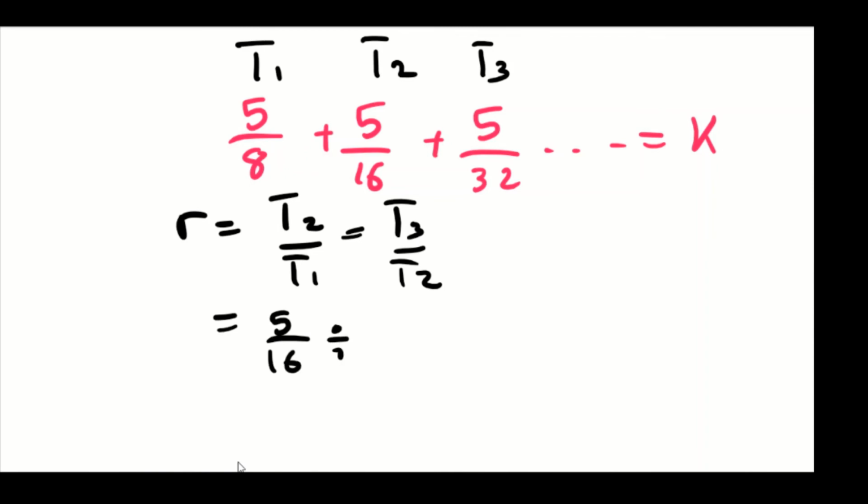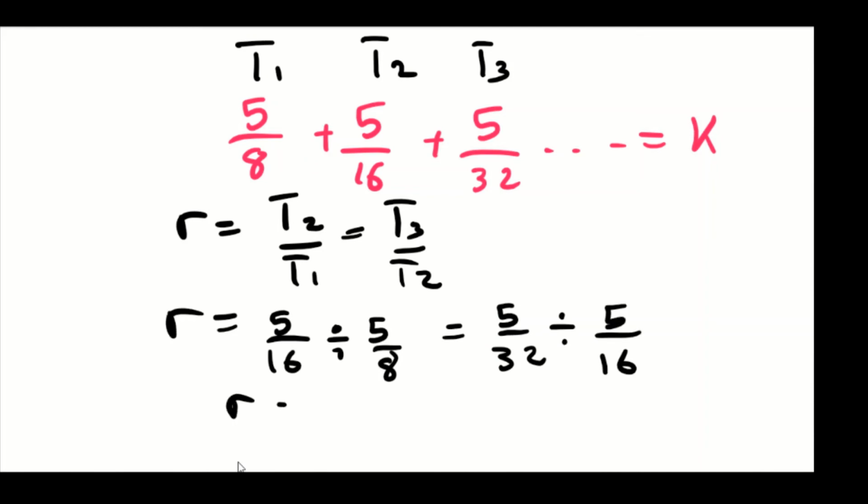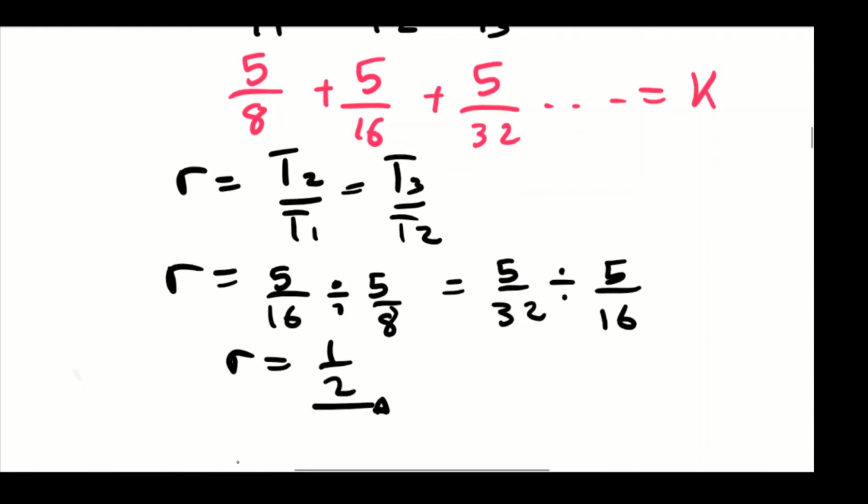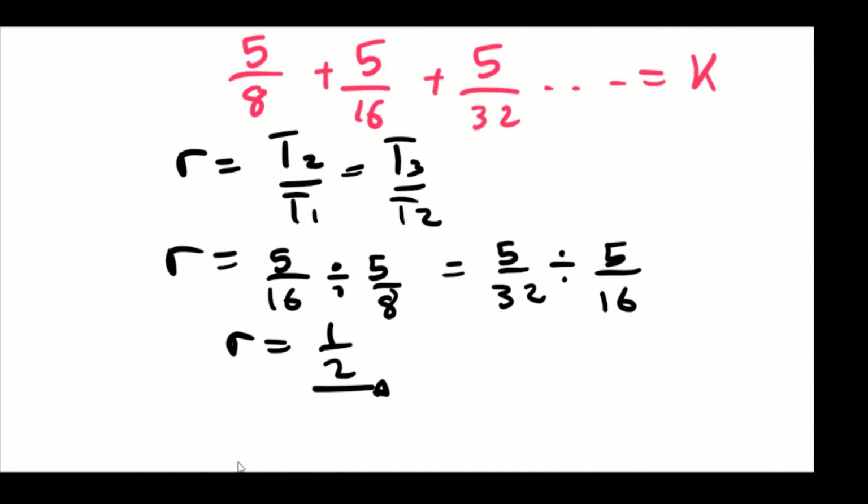Then we divide by term number 1, which is 5 over 8, equals to term number 3, which is 5 over 32. Then we divide by 5 over 16, right? So your r value that you need to get is 1 over 2. So now we have our r value and our a value being equal to 5 over 8. We can simply find the sum of the sequence and equate it to this k, because k is actually Sn.